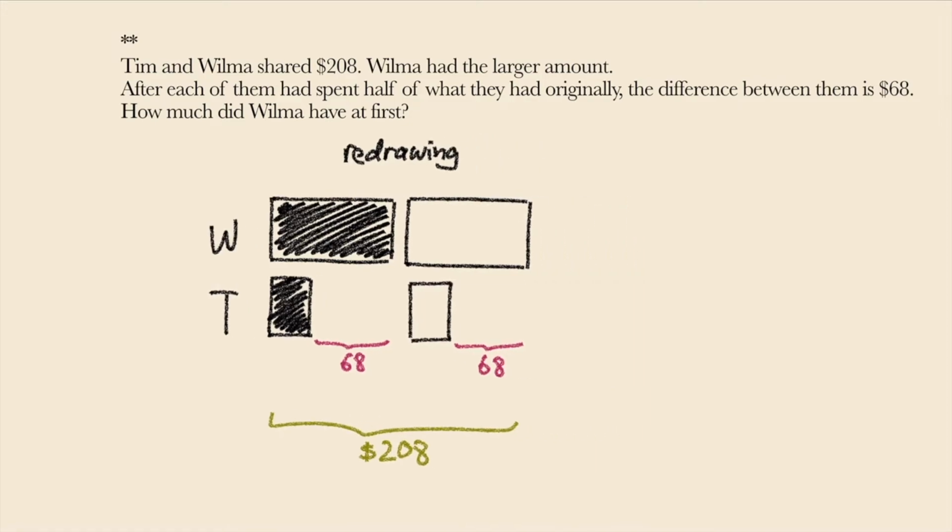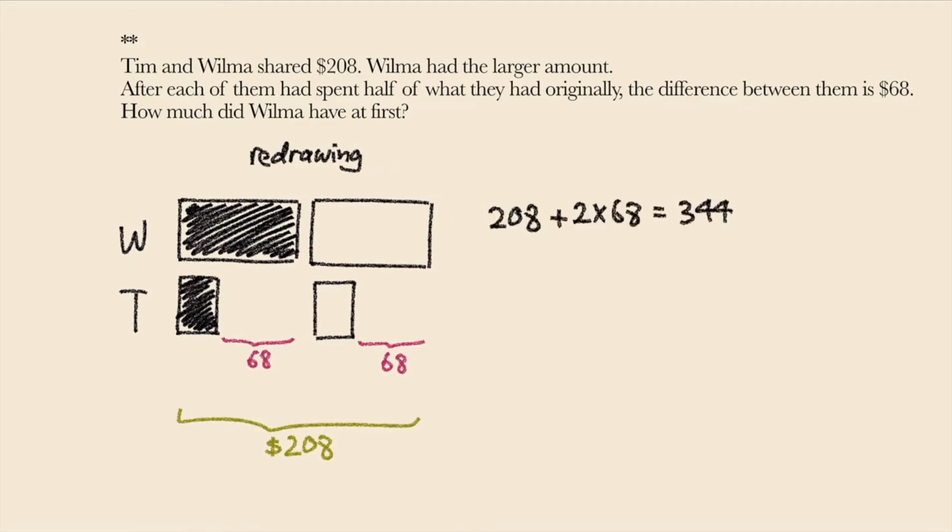208. What that means is we can take 208. We're going to fill in the blanks here. Let's pretend we add 2 68s. So put it in here, 68. Put another 68 here. So the total is no longer 208. It's actually 344. Now, why do we want to do that?